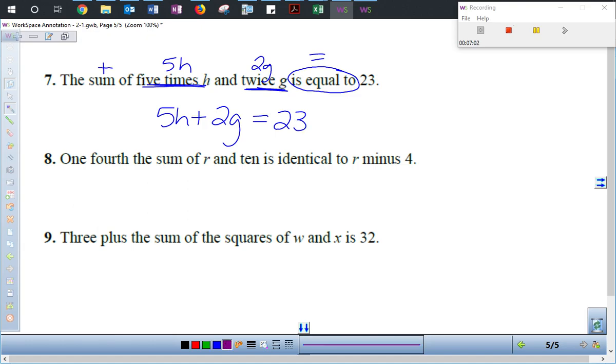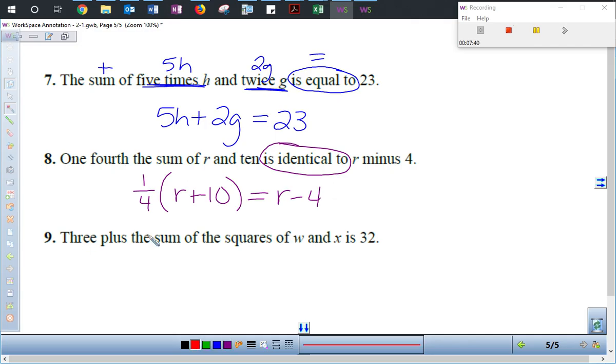Number 8, 1/4 the sum of R and 10 is identical to R minus 4. So on the left-hand side, we have 1/4 the sum. So that's like saying 1/4 times the sum of R and 10. So since I'm multiplying by the sum, we're going to have 1/4 and the quantity of, and I want the sum of R and 10, so R plus 10, is identical to, so equals, R minus 4.